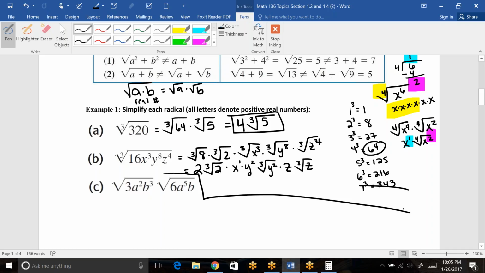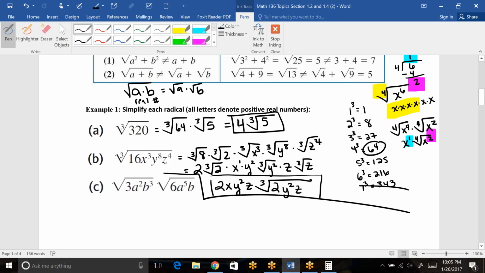Your final answer on these is to take all of the outside things, the things that came out of the roots, and write them out front. So 2xy squared z to the first, and then all of the things still under the cubed root get put back together. So 2y squared and z. And then that would be my final answer in its simplest form.